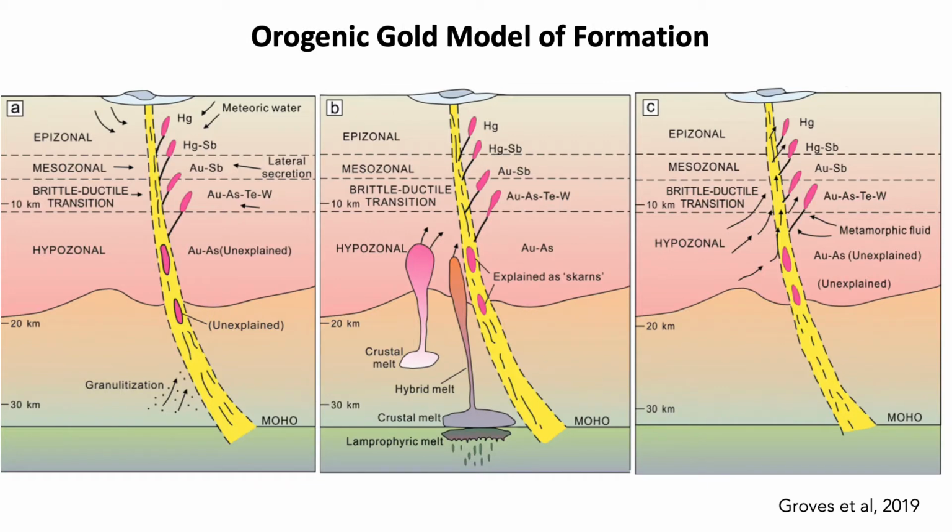The exact model of formation of orogenic gold deposits is still debated, both in terms of source of the fluid as well as mechanisms for gold precipitation. Some models constrain the source of fluid as meteoric water, others as magmatic hydrothermal fluid, or as metamorphic fluids.